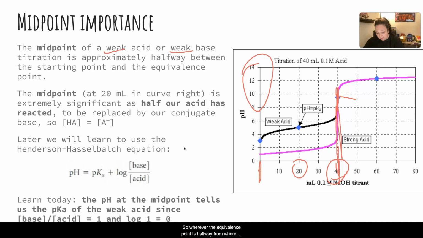So wherever the equivalence point is, halfway from where we started to when we got there, that's the midpoint. Okay? And so at 20 milliliters, that's our midpoint. And we can find the pH at 20 milliliters, and that helps us figure something out. And the significance of this is incredibly significant. This slide and this information is the stuff that's going to make the difference between those of you that are going to get 4s and 5s on the AP exam.